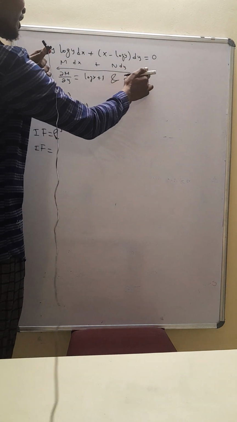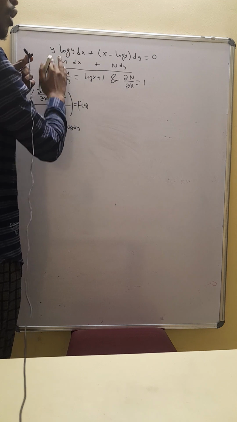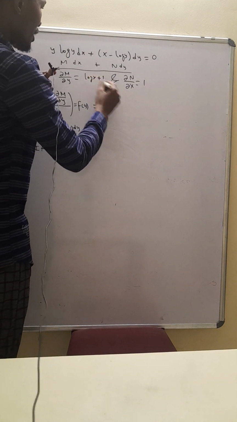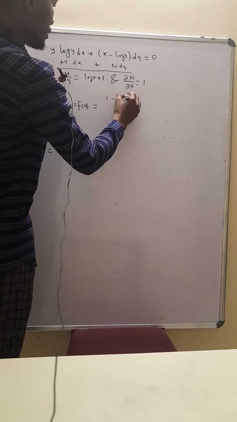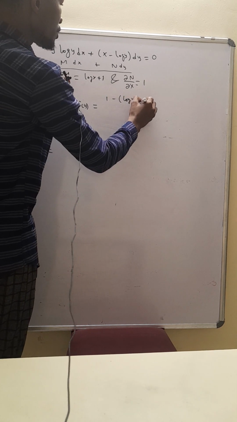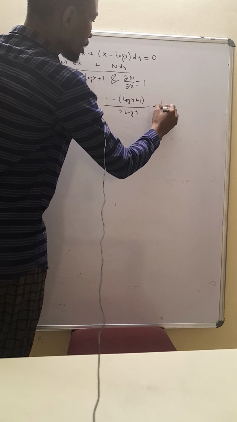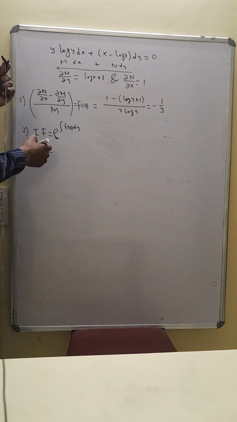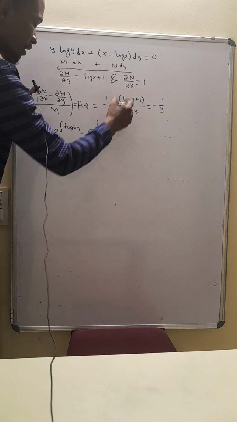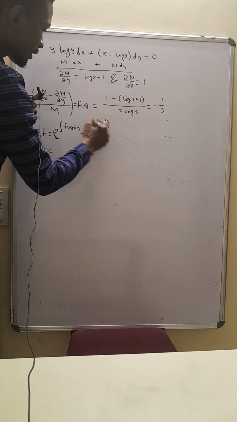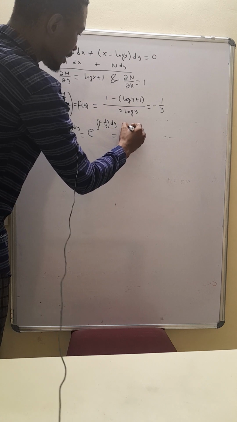I see that if I take this minus this, it will be only a function of y. Then divided by m, it will be only a function of y. So that's why I wrote it like this: 1 minus log of y plus 1, all upon y log y. And I got 1 upon y only. This is a function of y only, right? Then find your integrating factor: e to the integration of f of y dy. This will be minus 1 upon y, dy.